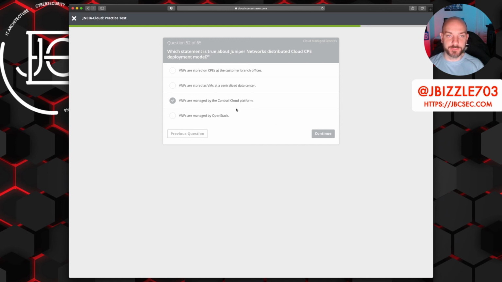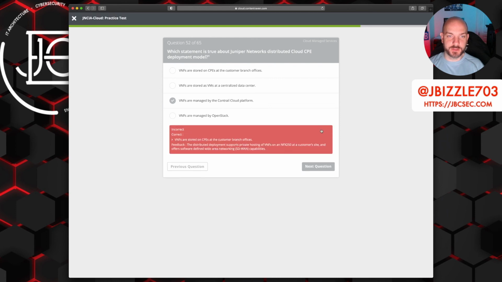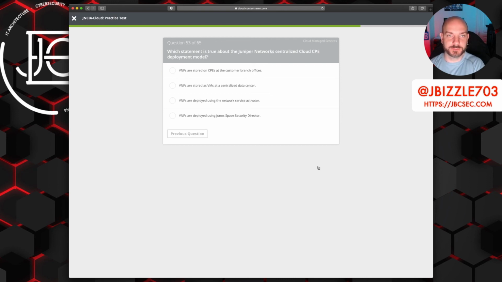Ooh, this is a tough one. It's either going to be that. Well, we'll see. Okay, what is it? VNFs are stored on CPEs at the customer branch offices. The distributed deployment supports private hosting of VNFs on NFX 250 at customer site. Okay. And those NFX devices are the SD-WAN devices that Juniper has.